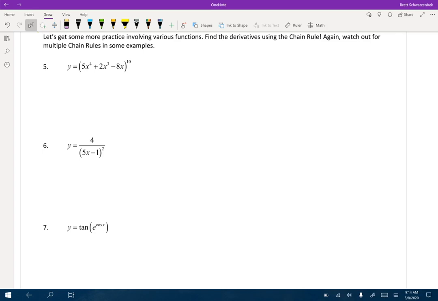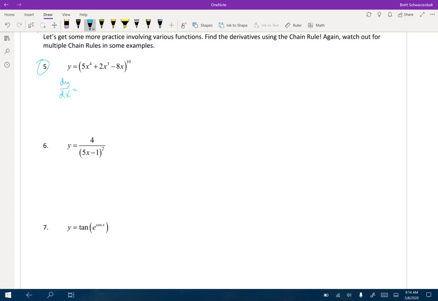Okay, so number 5. It says y is equal to 5x to the 4th plus 2x cubed minus 8x to the 10th. Part of the chain rule is being able to identify a composition. So if this was just x to the 10th, it's not a composition, it's just a simple function, but we clearly have a function within a function right here. So what are we going to do? We have to find the derivative, and so let's speed up the process here.